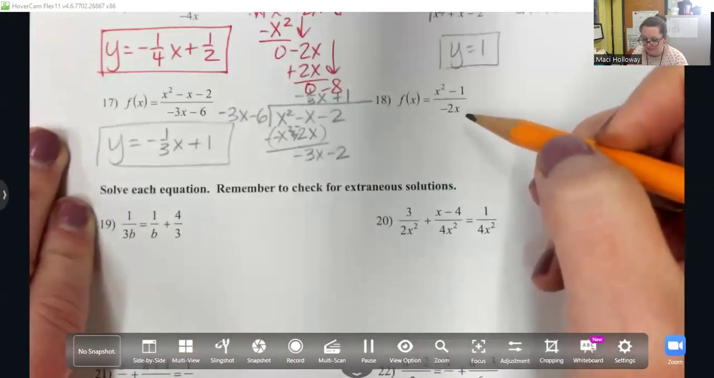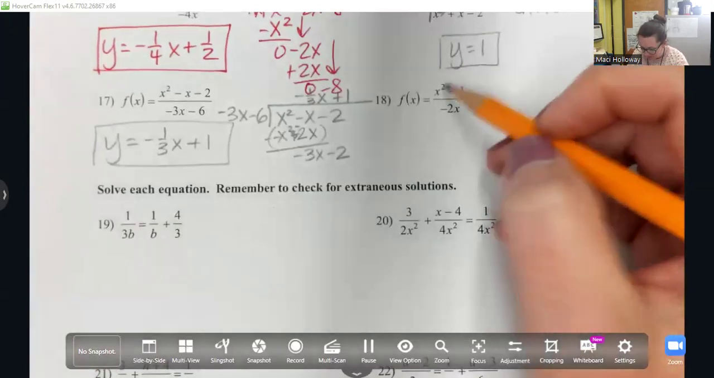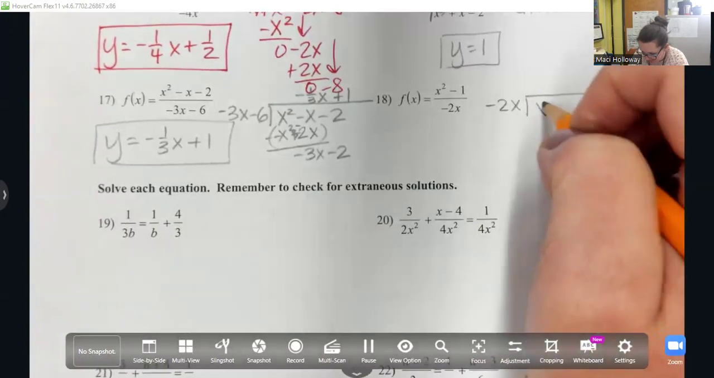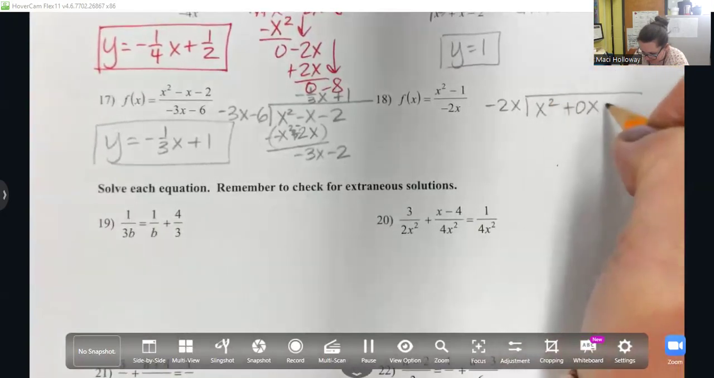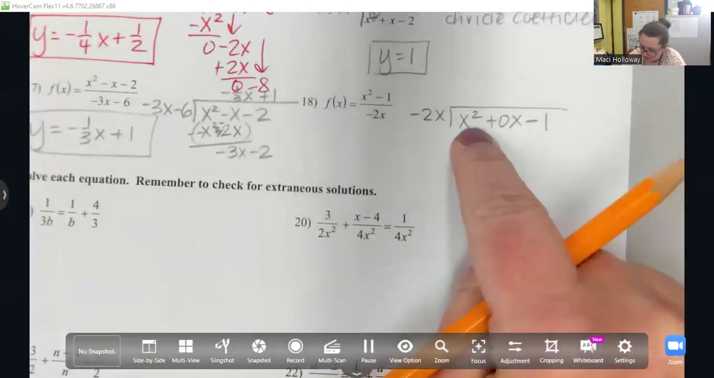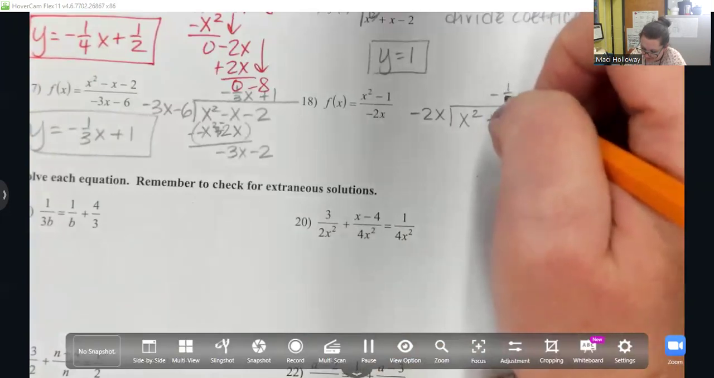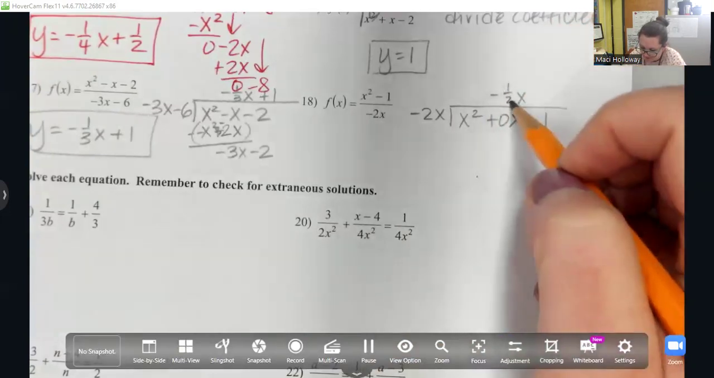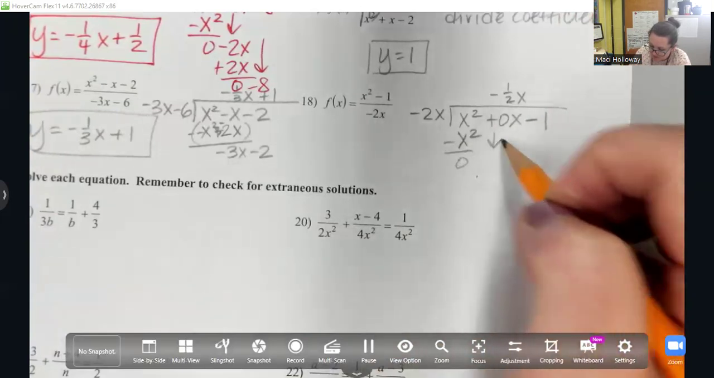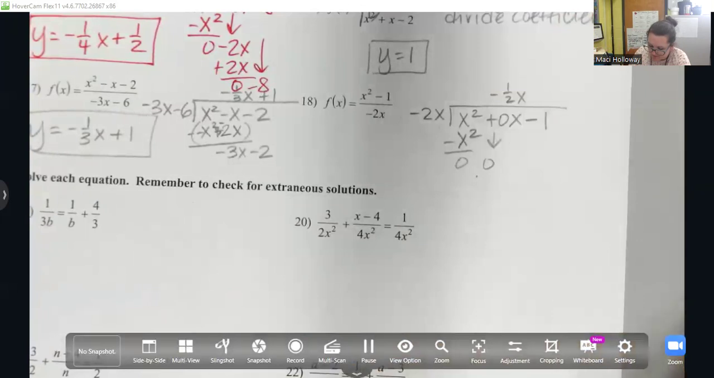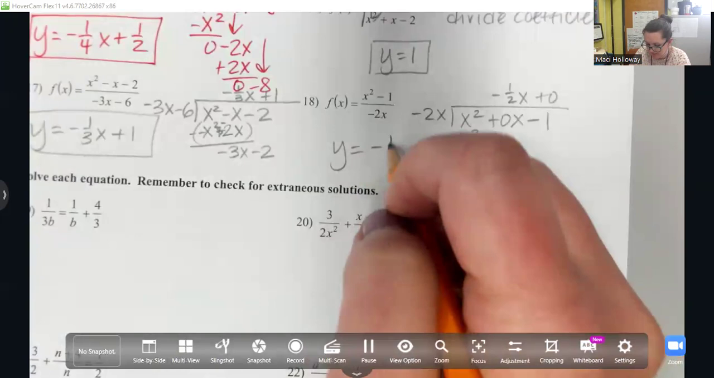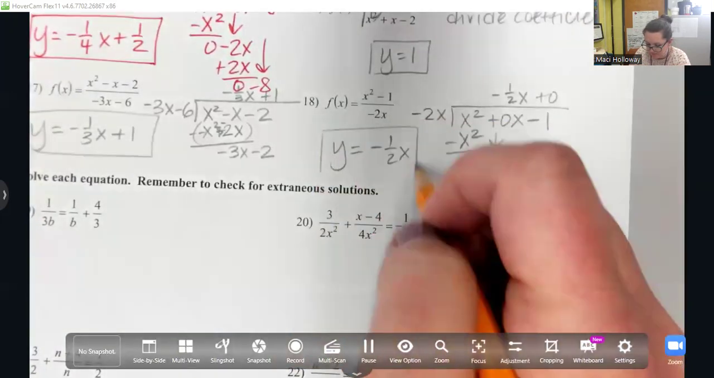All right, let's see, number 18. It is 1 larger, so we have a slant asymptote again, negative 2x divided by x squared. Notice I'm missing a term here, so I've got to fill that in with a 0. Negative 2 times what is 1? Negative 1/2 x. Negative 1/2 x times negative 2 is positive x squared. Subtract, bring this down. What times 2x is 0? So my slant asymptote is negative 1/2 x.